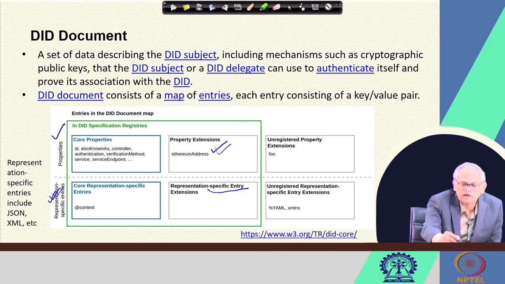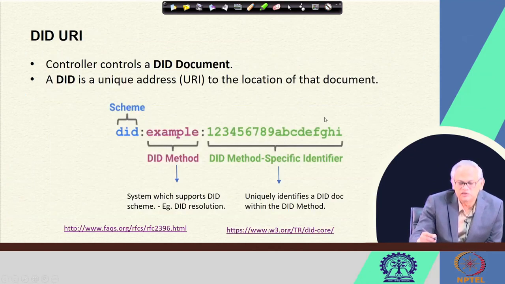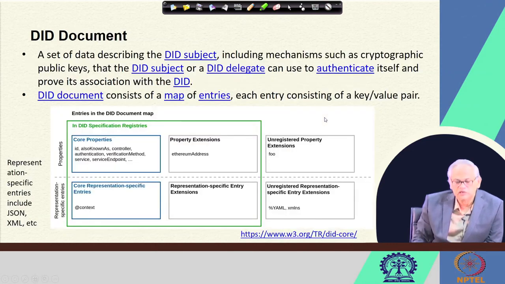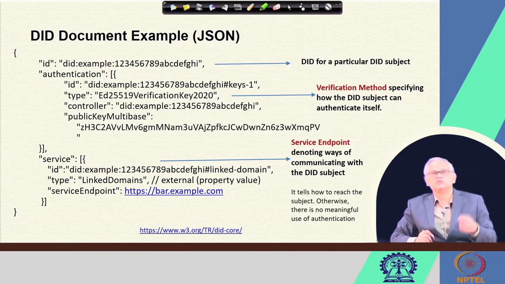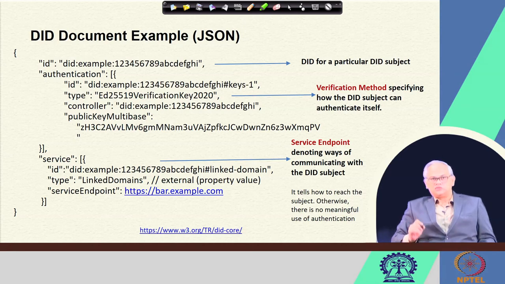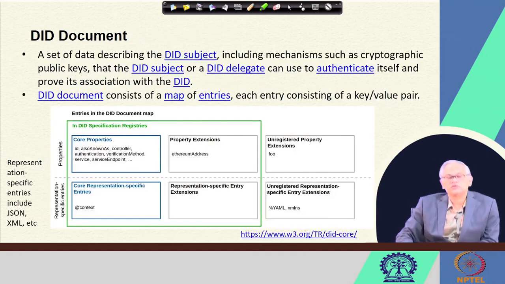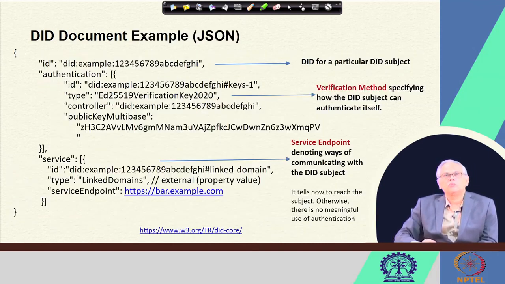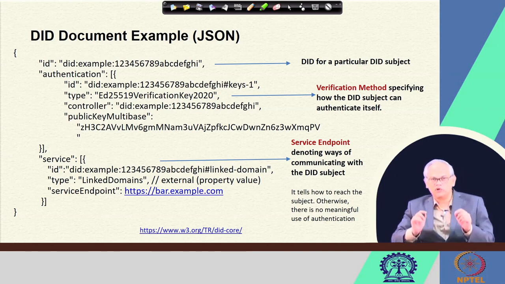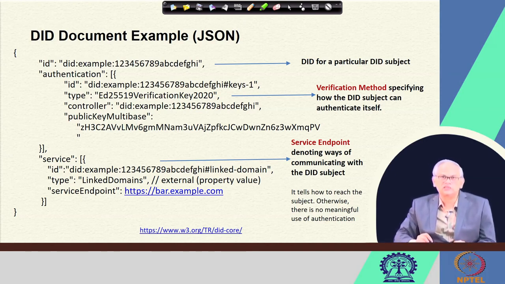So, we will take a look at one particular such example, because this is more like a generic representation, and now what we will do is that we will see one particular example. So, this is again in JSON. If it is in some other format, that has to be mentioned here as in the core representation specific entries. Now, here we have one example of a deed document which is in JSON format.